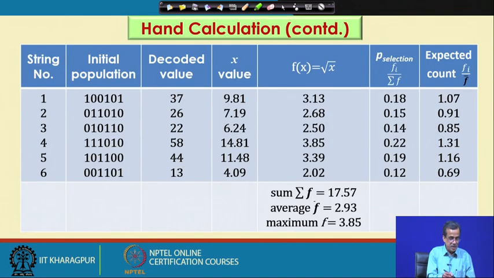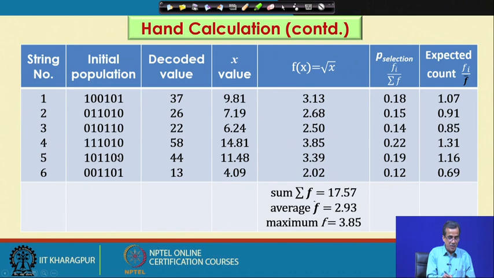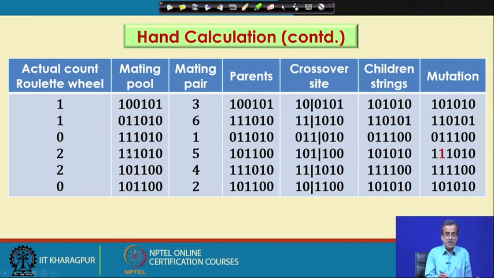The fourth one, 111010, will be copied twice. Next is the fifth string, 101100, and this will be copied twice. So, this is the way, using the proportionate selection or the roulette wheel selection, that we will be getting this mating pool.